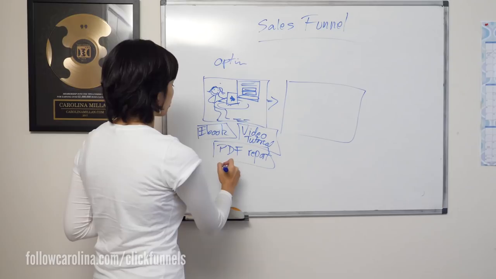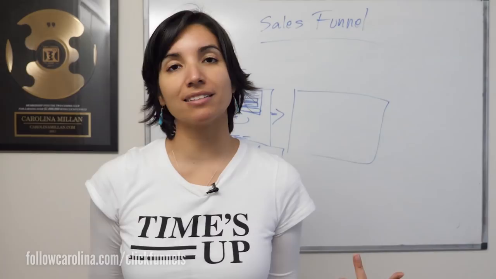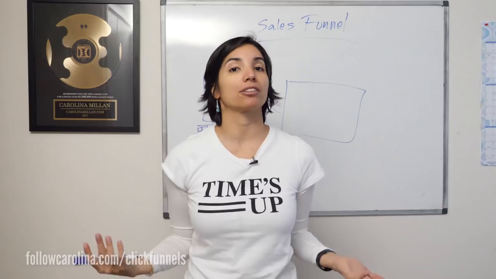Or you could also just give them a template for something or a checklist. I personally love checklists. They're simple, to the point, goal-oriented. People know immediately what they're for when they read your headline. They know what it is. They want it. Ebooks tend to be a little more ambiguous or less clear or a little more generic sometimes.